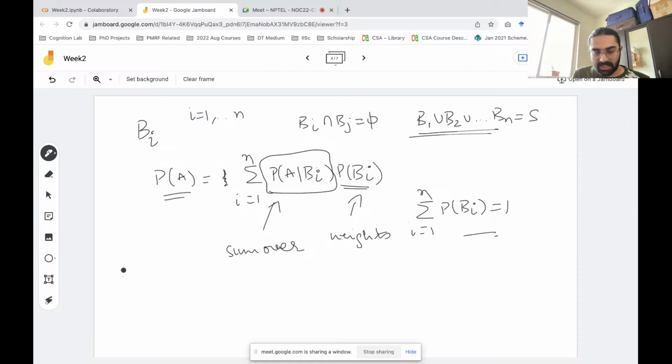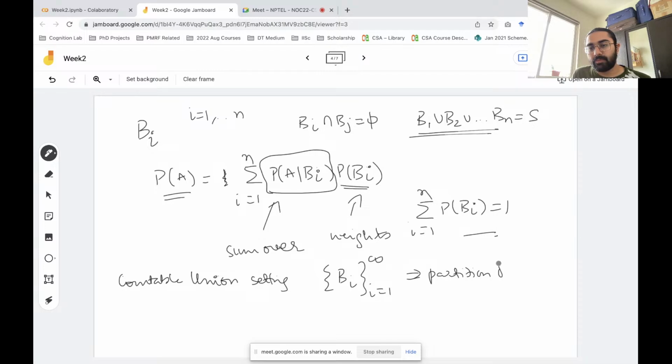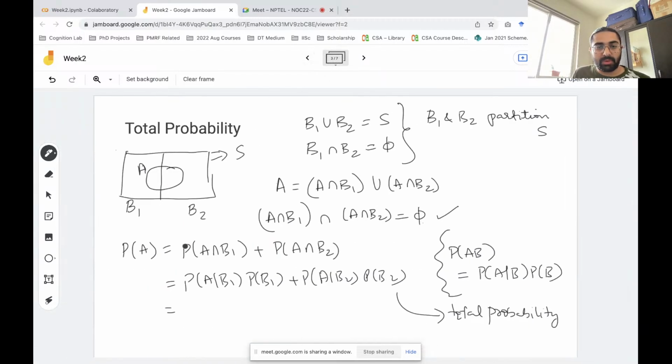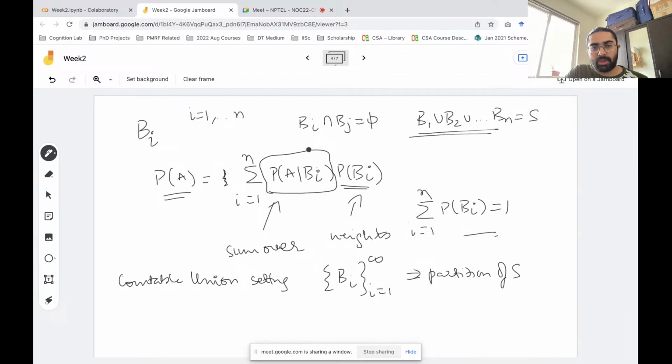So there's something called a countable union setting, where if I have Bi going from i equal to 1 to infinity, and these form a partition of S, then I can still apply this particular thing, right? Because in that case, you take a sum over a countable union of these particular conditional probabilities. So this can be extended to infinity also. Yeah. Thanks.